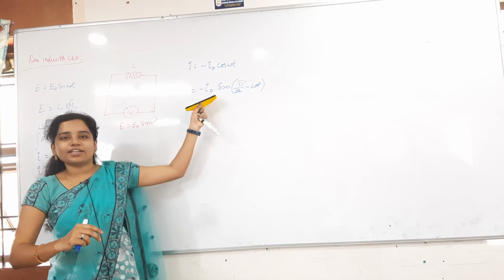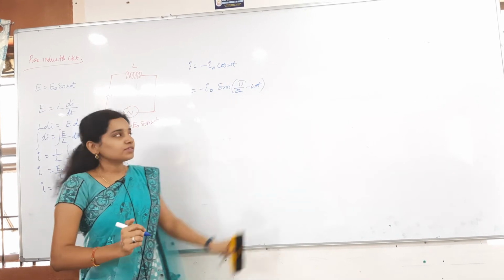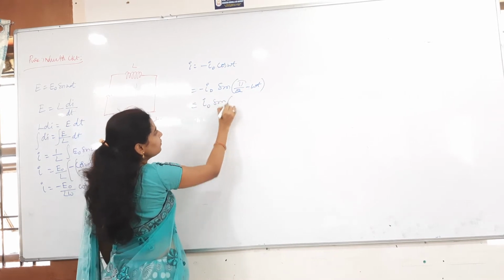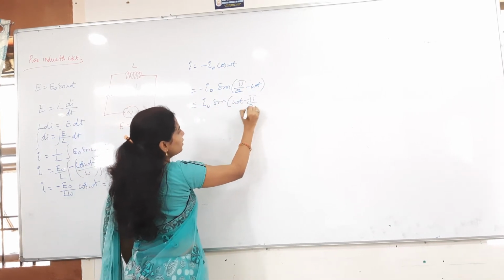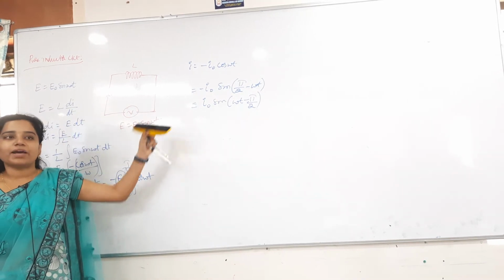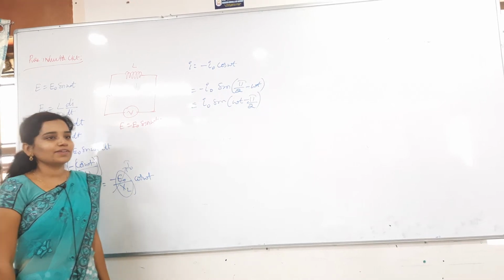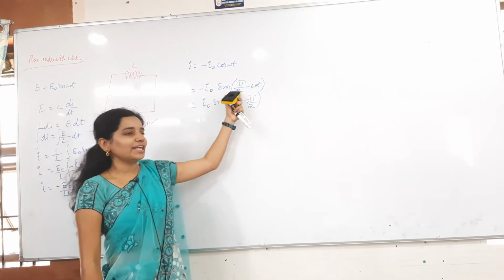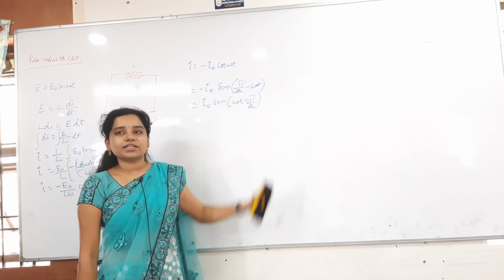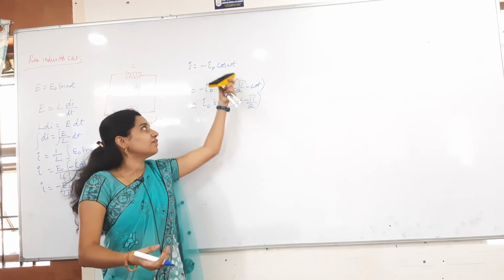Listen. Minus I naught sin of pi by 2 minus omega t, that is 90 minus theta. So here what I do is send the minus inside: I naught sin of omega t minus pi by 2. Okay, we got that, the plus omega t. Before, what we got? Minus omega t. I have written it in 90 minus theta only, no? So minus I naught sin of 90 minus theta, that is sin 90 minus theta or sin 90 plus theta, is what? Cos theta only. We got everything okay.